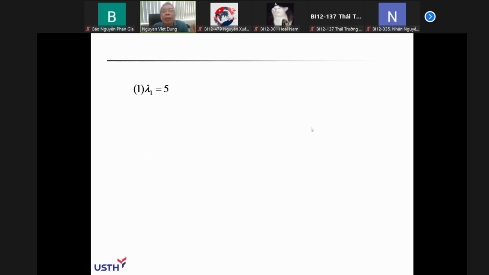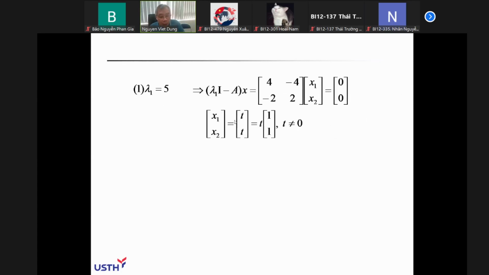Next, we need to find the eigenvector corresponding to each eigenvalue. For the first eigenvalue, we have lambda 1 equal 5. Then the eigenvector corresponding to lambda 1 equal 5 must be a non-zero solution of that system of equations.